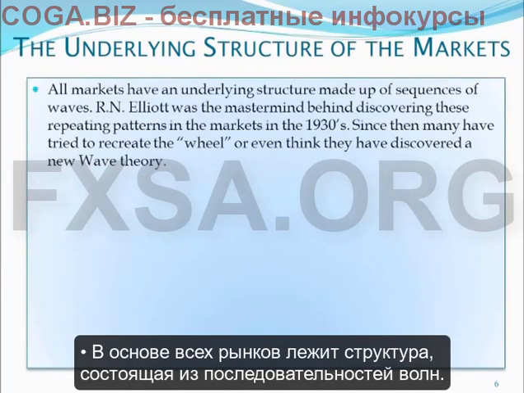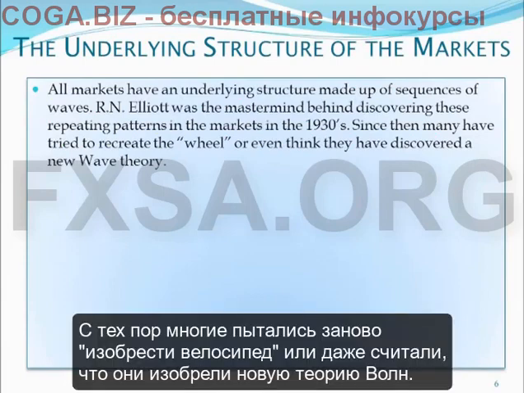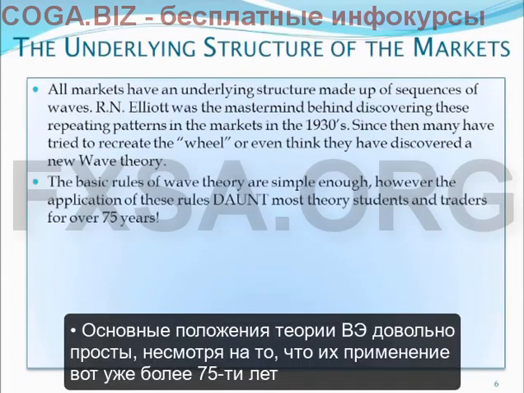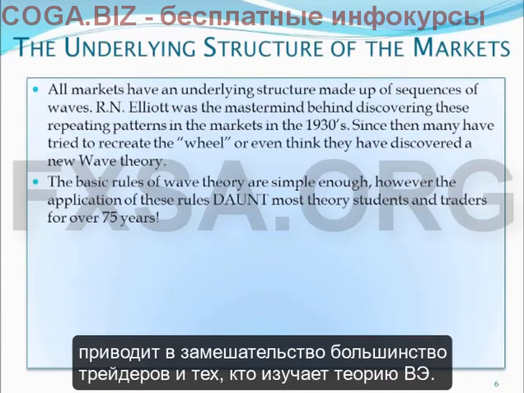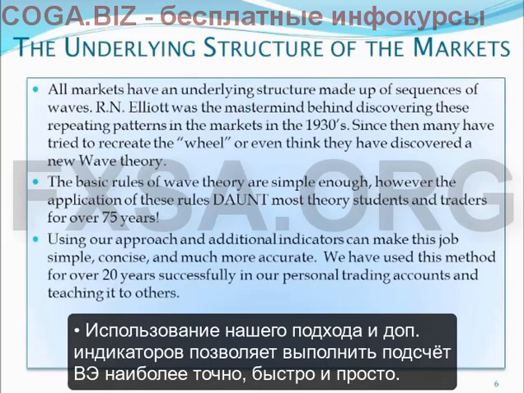All markets have an underlying structure made up of sequences of waves. R.N. Elliott was the mastermind behind discovering these repeating patterns in the markets in the 1930s. Since then, many have tried to recreate the wheel or even think they have discovered a new wave theory. The basic rules of wave theory are simple enough. However, the application of these rules daunt most theory students and traders, and have for over 75 years. Using our approach and additional indicators can make this job simple, concise, and much more accurate.